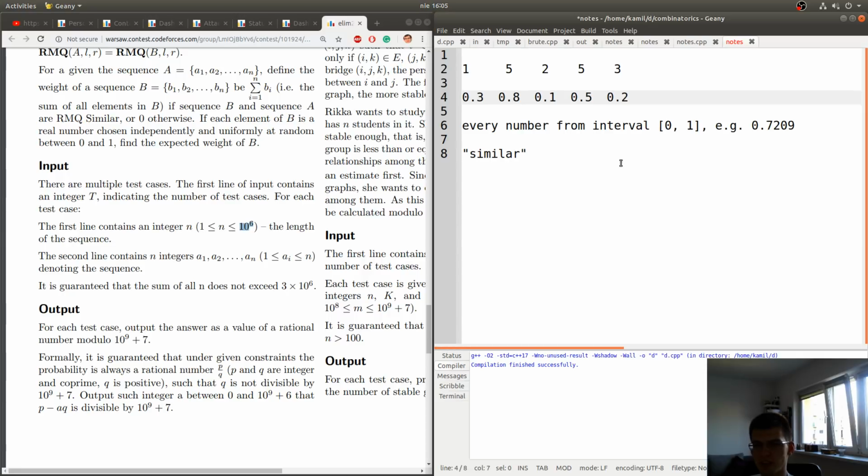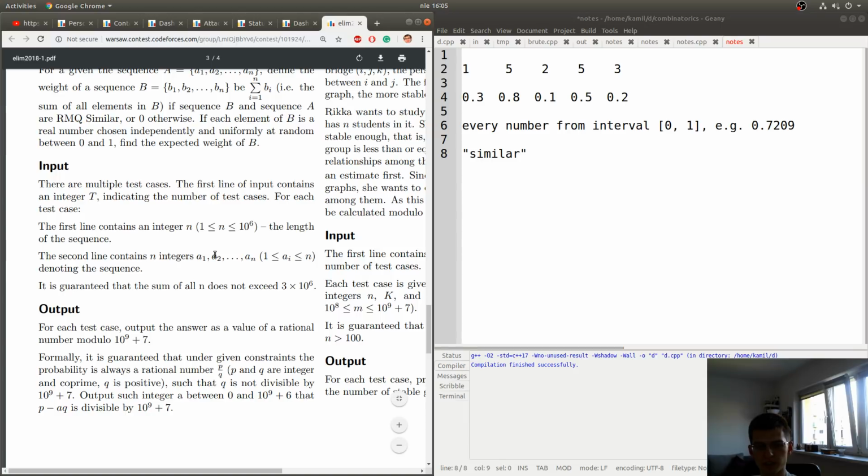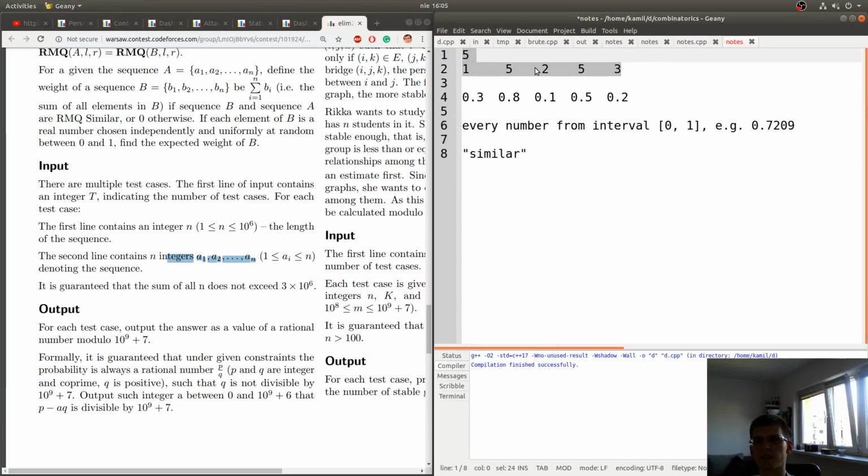And the question is, well, the statement says something equivalent, but the general question is, what is the probability that this new sequence is similar to the one given in the input? Yeah, so the input contains the size of the sequence n and the sequence itself. So this is the example input, and we want to print the probability.